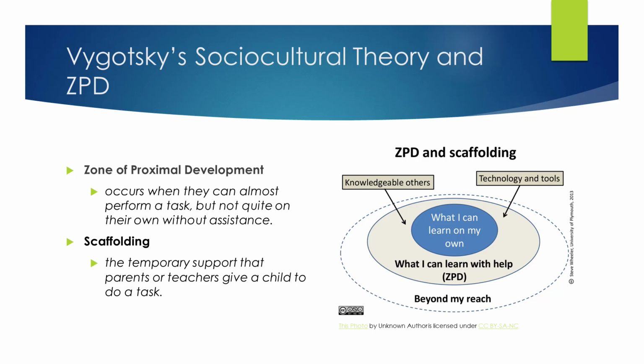Scaffolding, as applied by Vygotsky, refers to the temporary support given to children as they learn new skills. So picture a teacher helping a child solve a puzzle. Initially, the teacher may offer significant assistance, but as the child's competence grows, that support is gradually withdrawn, and then it empowers the child to solve the puzzle independently.